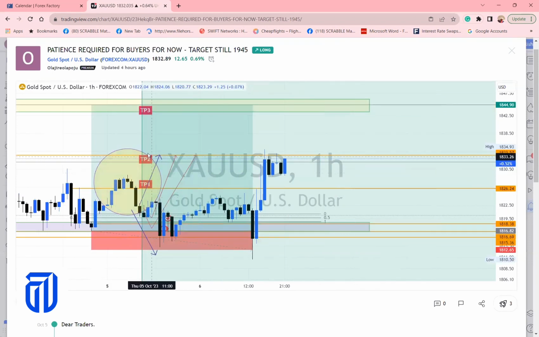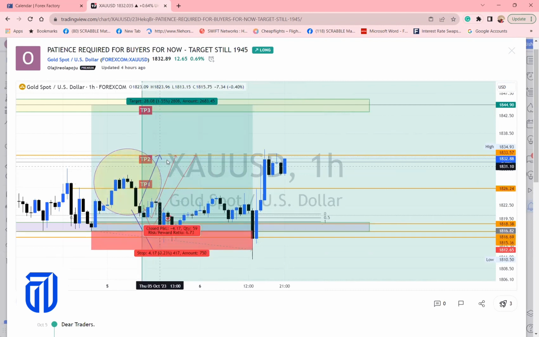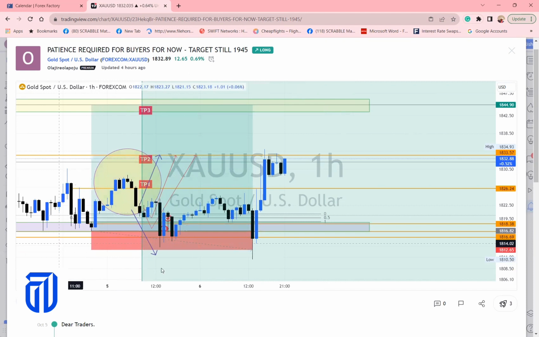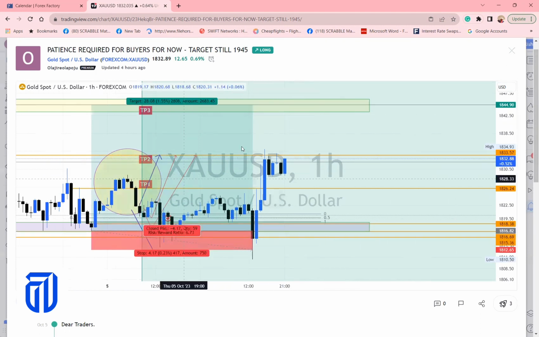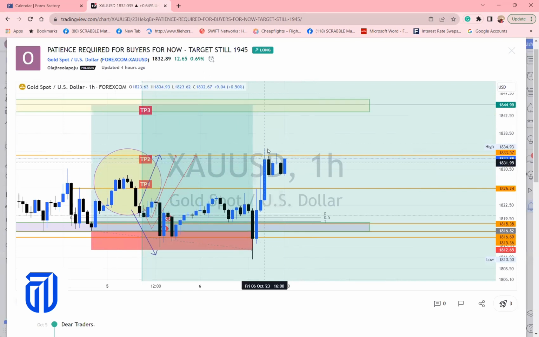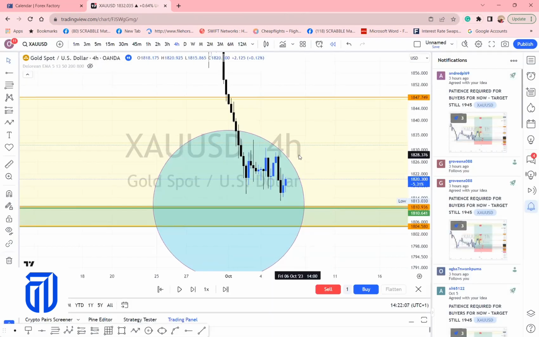Now we met our TP1, and then what happened? Price went, and I waited. When I saw this happen, I waited. I know at some point price is not going to close below the red zone here. So I waited, and I went and did another setup. And as you can see, we've already hit our TP1 on this trade setup that I shared on TradingView, and we've actually also done TP2. So let's go back to the setup for NFP.